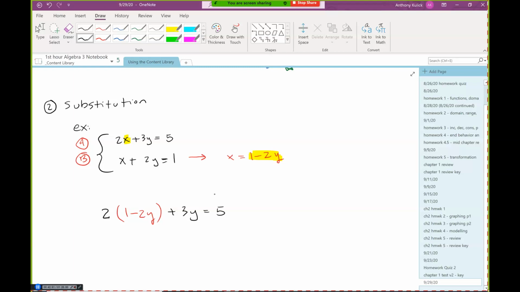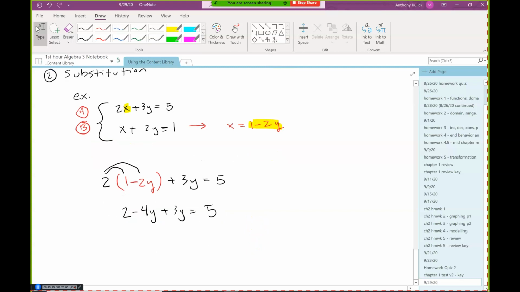Now what you'll notice is I have an equation with just one kind of variable in it. This equation has only y's. This I can solve for directly. So I'll distribute my 2 through. Oops. Got that wrong. And I'll combine my like terms. So negative 4y plus 3y is just negative y.